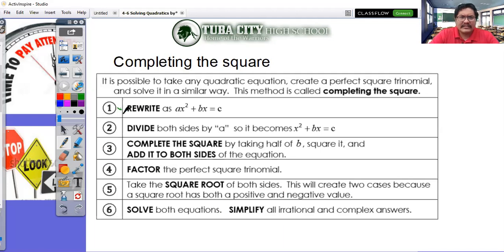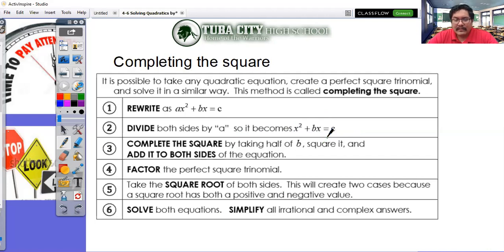So the first thing we've got to do is rewrite it in standard form. Right, so we've got to make it look like this, so descending powers of x, but c is going to be by itself. Divide both sides by a so that we get x squared plus bx equals c. In other words, we've got to get rid of this a value. So completing the square, you take b, half it, square it, and add it to both sides of the equation.